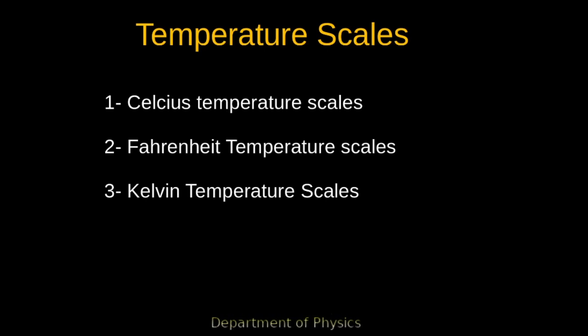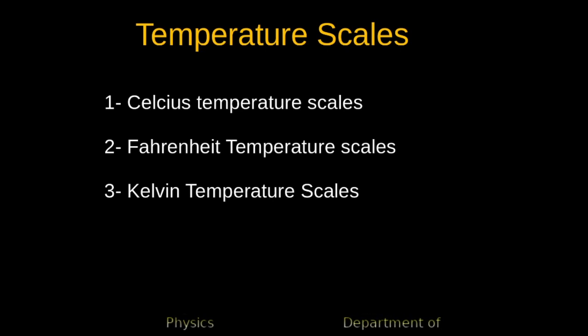The lower fixed point on the scale corresponds to 273 Kelvin and the upper fixed point to 373 Kelvin. The zero on this scale is called the absolute zero and is equal to minus 273 degrees centigrade. At absolute zero, all thermometric properties are zero. There should be no kinetic energy.